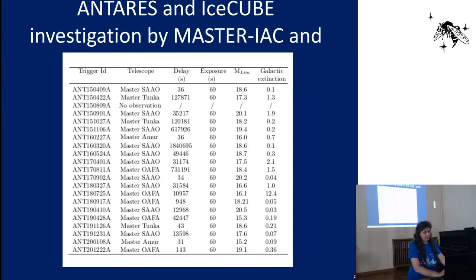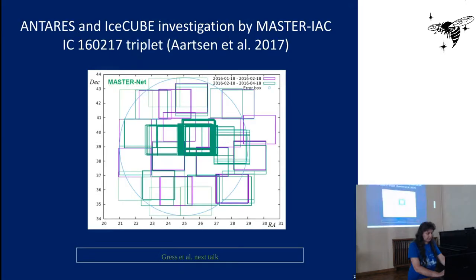Here you can see the table with our input to ANTARES alert searches by MASTER telescopes, including MASTER-SAAO. And here you see MASTER's input to the IceCube triplet of 16-02-17. That came to the Antarctica IceCube detectors, and MASTER covered most of the error fields, and we studied this error box for 2 months later, and for analysis we also used months before the event.